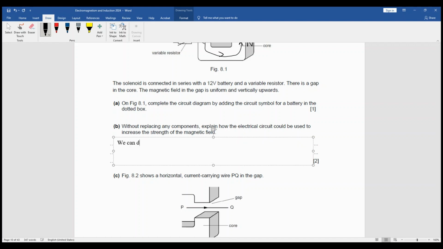Okay, we can decrease the variable resistance, the resistance of the variable resistor, which will increase the current flowing through the solenoid.